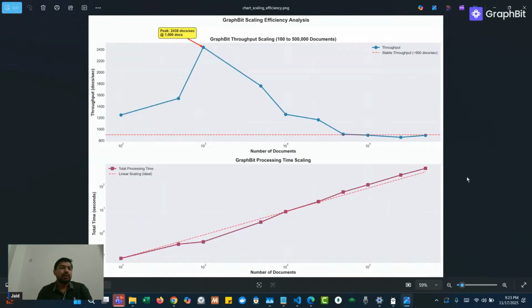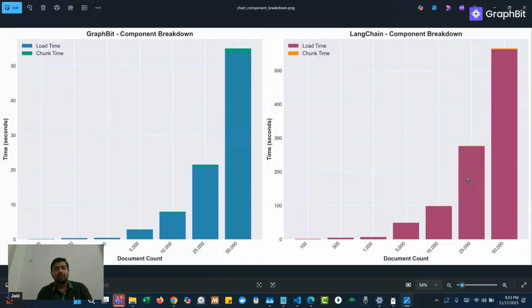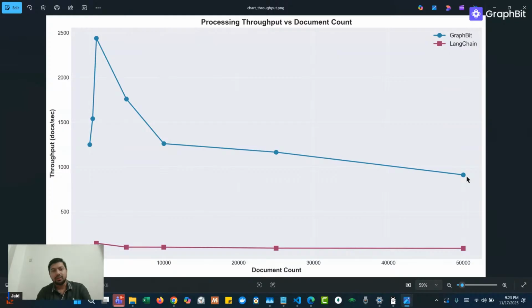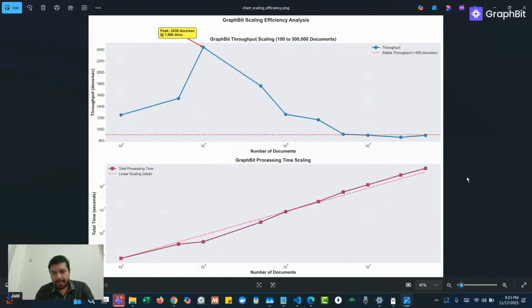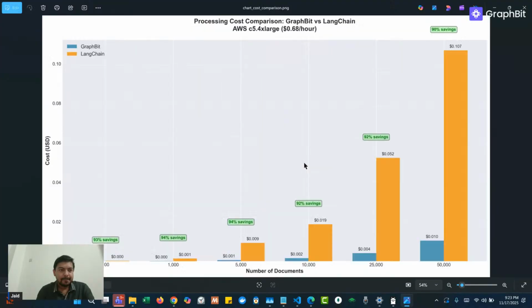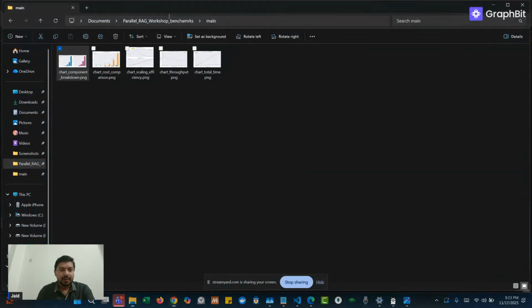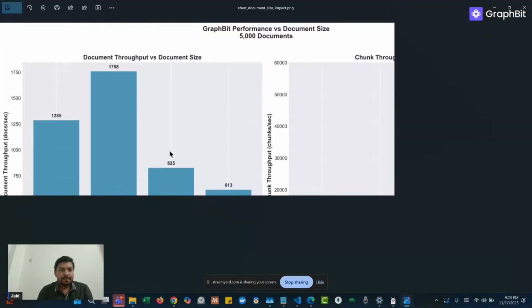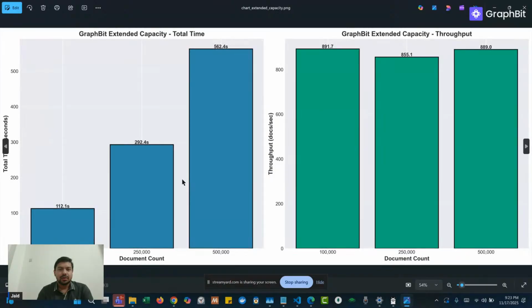So first we got into the breakdown of the time required, and then the throughput. That means processing the end-to-end RAG pipeline, how many documents it can process per second. The another would be size.